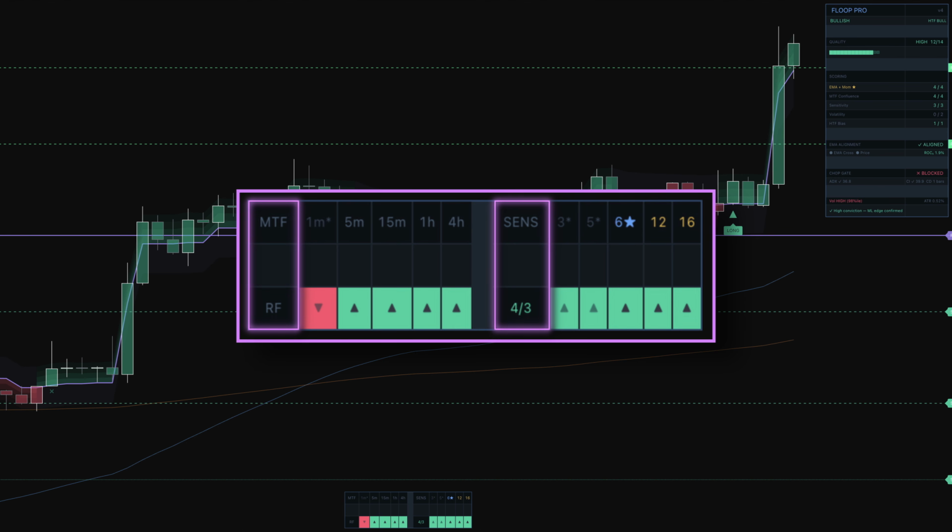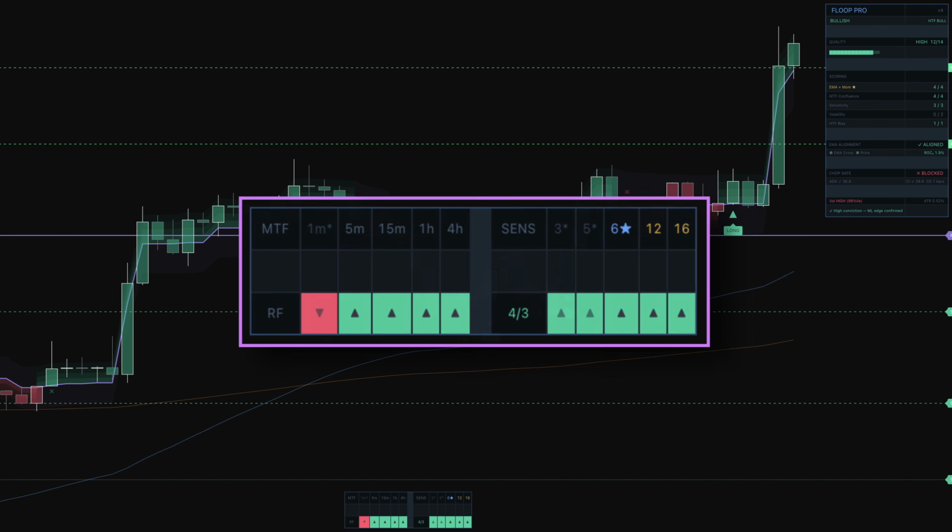The signal strength score runs from 0 to 14, combining multi-time frame range filter alignment across 5 time frames, EMA and momentum scoring, sensitivity cross-checks at fixed values of 3, 5, 12, and 16, volatility rank, and the higher time frame bias. Scores of 11 and above are flagged as high quality, with dedicated alert conditions for those setups specifically.